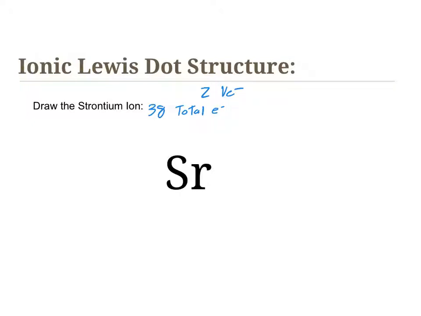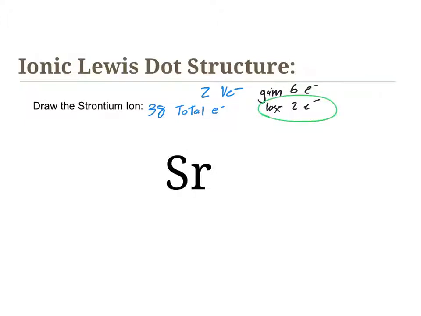It would want to gain, I'm sorry, I made it in the wrong color. It would want to gain 6 electrons or lose 2 electrons. Which would be easier? Lose 2. Does that make sense? So this is going to be easier.